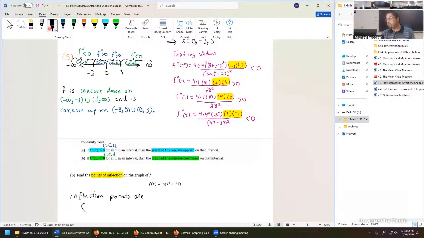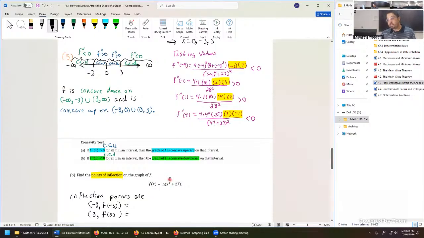Because they're points, we really have to write them in as points. They go, first let's grab this one where concavity changed. It'll be negative 3, f at negative 3. And the second inflection point where concavity changes is here. What's a point on the graph of f, so we have to give the ordered pair 3, f at 3.